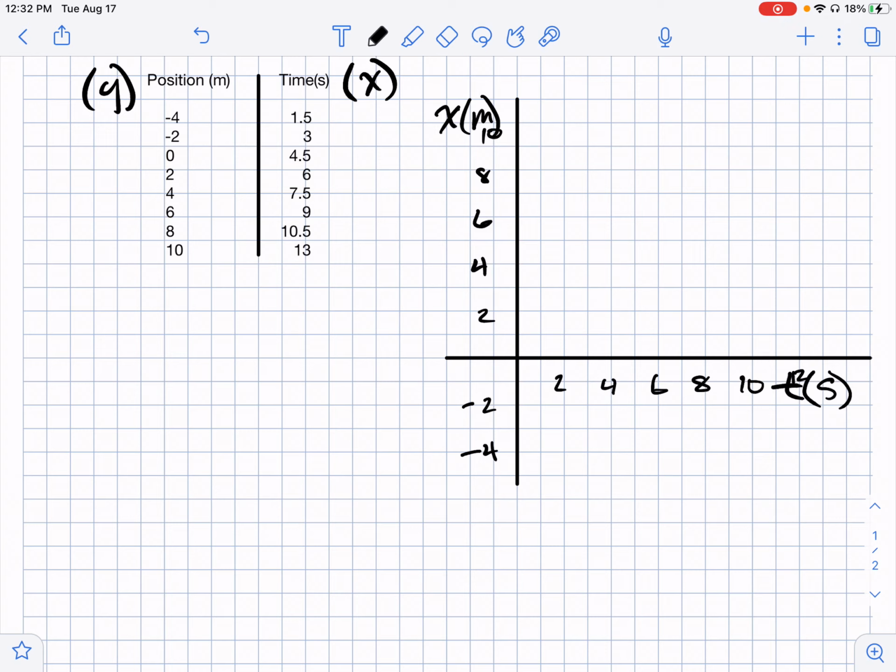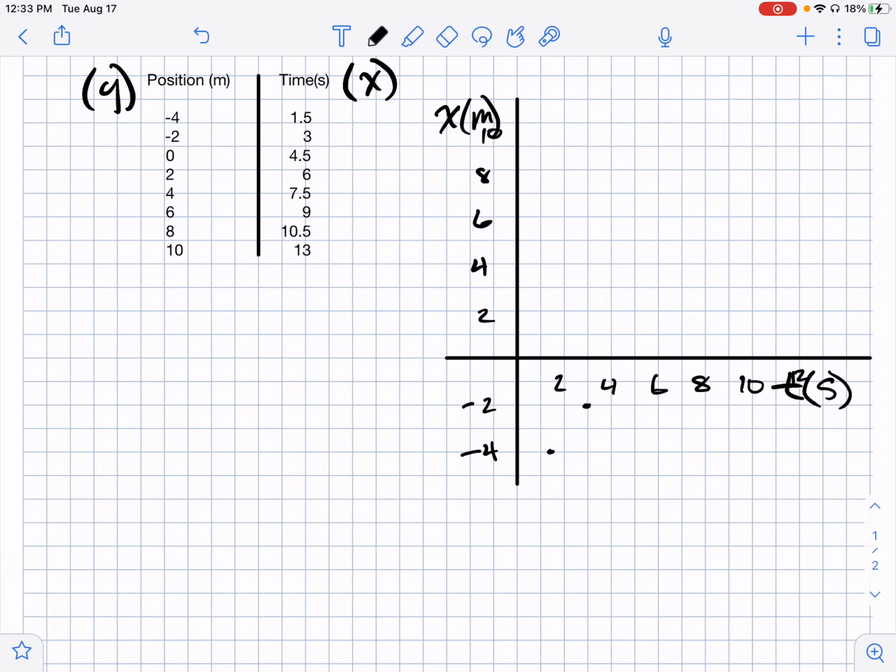And now we need to go ahead and start plotting our data. The first one we have is at a position of -4 meters. That's at 1.5 seconds. So we'll put a little dot right there. Then -2 meters is 3 seconds. So we'll just follow that along.